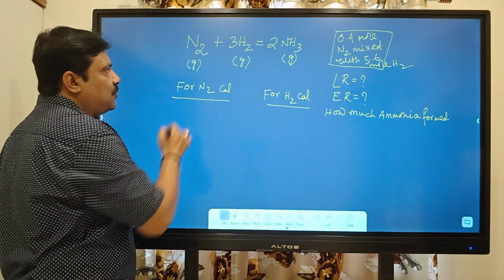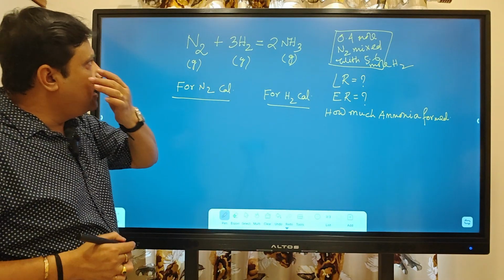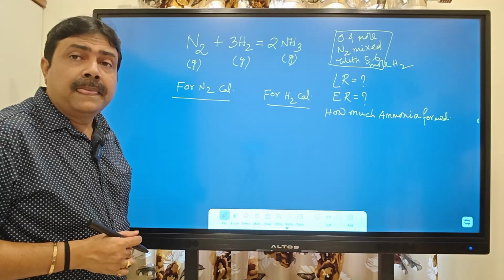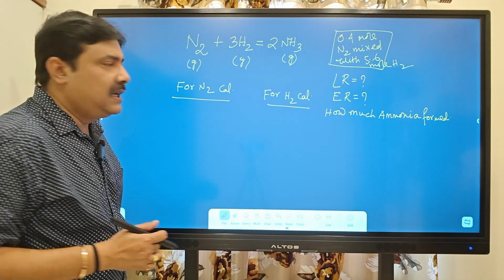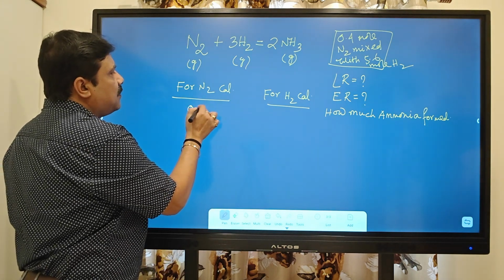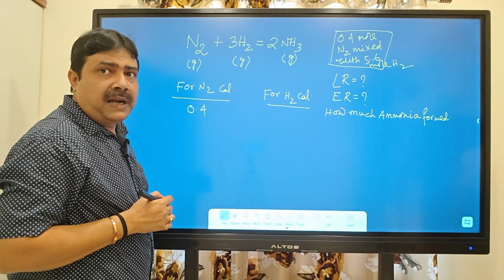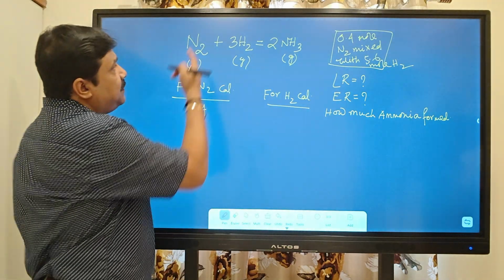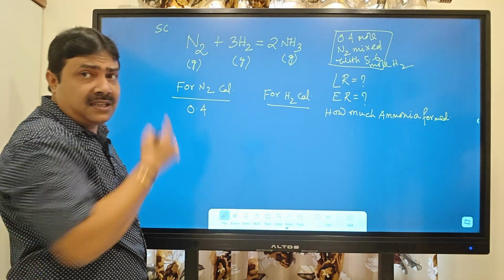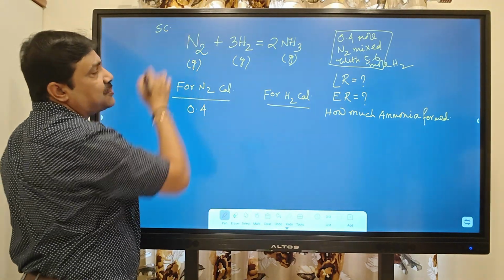So now you look at what calculations we are doing for nitrogen. Whatever moles they are giving, that mole is divided by its stoichiometry. So whatever mole they are giving in the problem for nitrogen, 0.4, divided by its stoichiometric coefficient. Stoichiometry means stoichiometric coefficient. That means before the reactant, what number is there? Here I am writing SC. SC is not a schedule cost. Here SC is a stoichiometric coefficient. So whatever number is there before it, that is the stoichiometric coefficient.